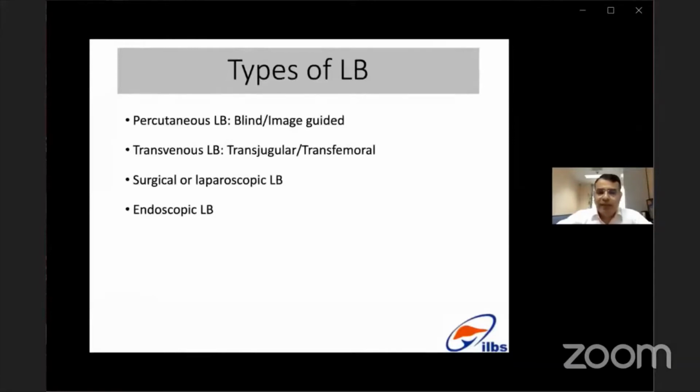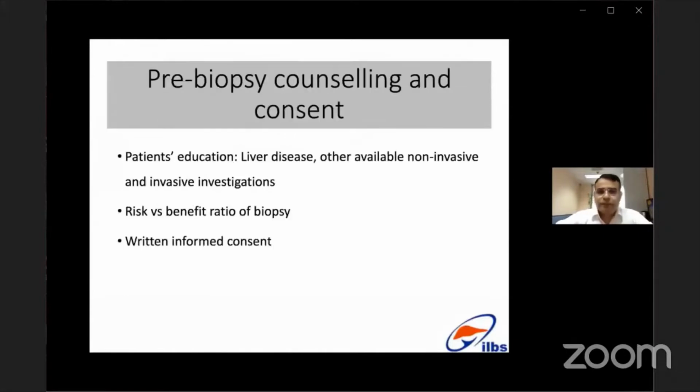Coming to types of liver biopsy, these are transcutaneous, that may be percutaneous, which is what I'll be talking about. Then it will be transvenous, which will be covered later on in the next talk, and there can be surgical as well as endoscopic liver biopsy.